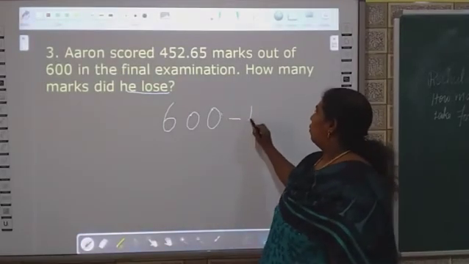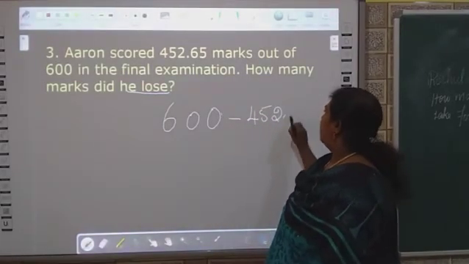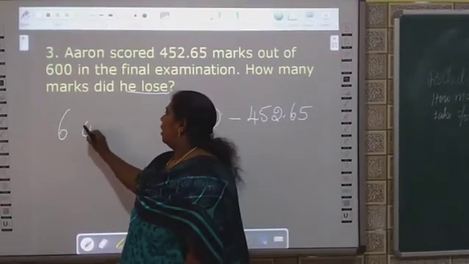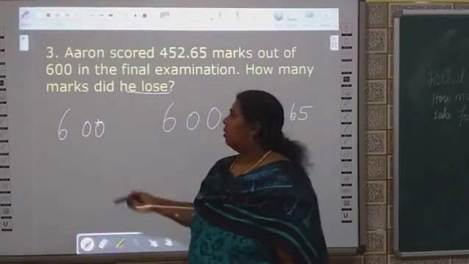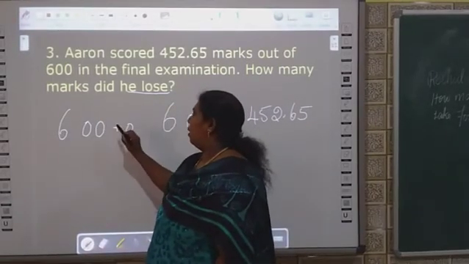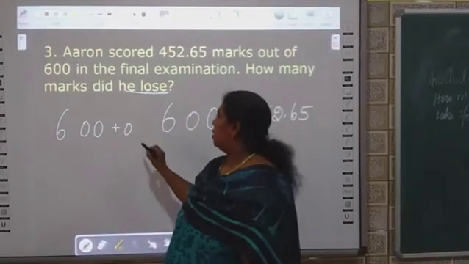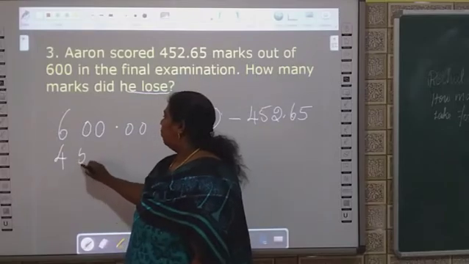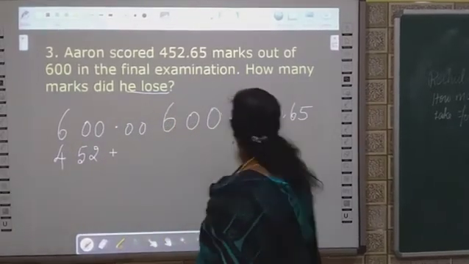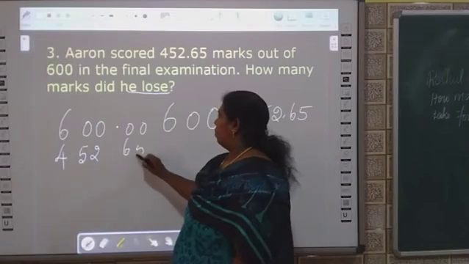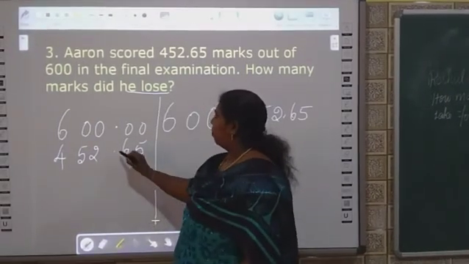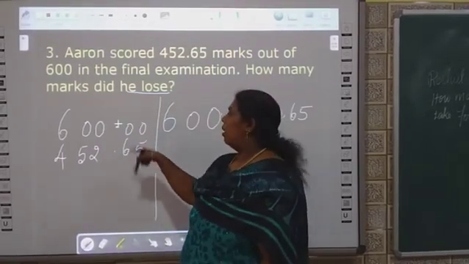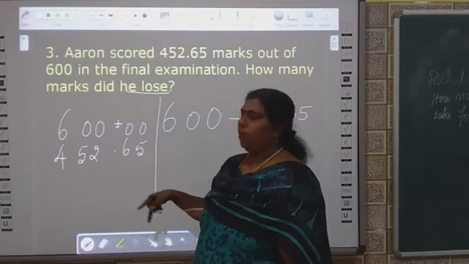452.65 is subtracted here. For 600, after the decimal you have to write a point. After the decimal, you can write 0, 0. Okay. Then here 452.65. After the decimal there is no number, so you just add 0. Okay, 0, 0. Now these two decimals are equal.